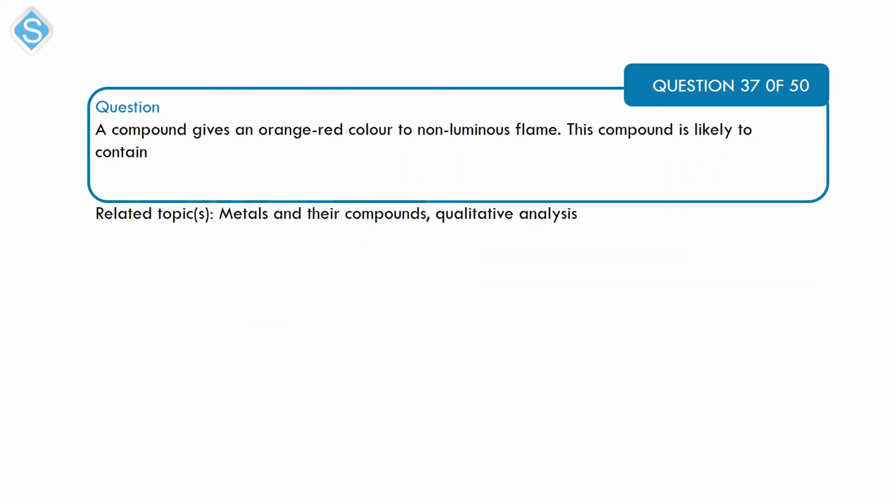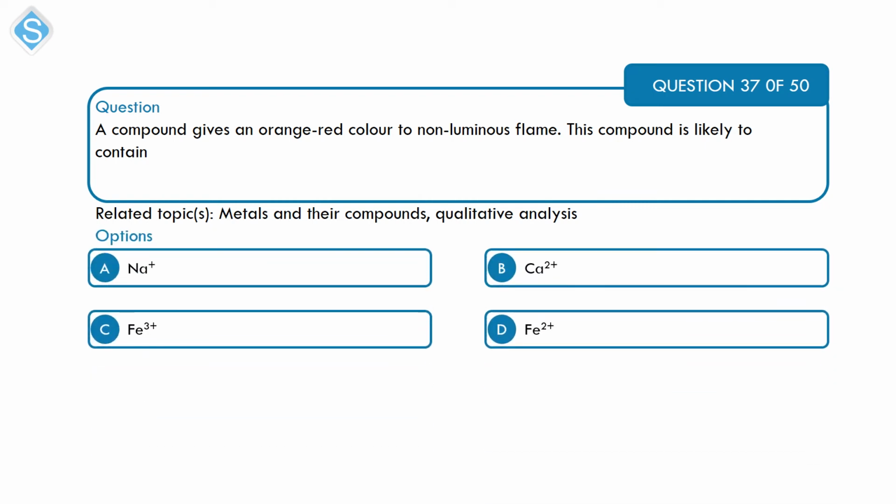Okay, this is a question on metals and their compounds. It's also related to qualitative analysis. A compound gives an orange-red color to a non-luminous flame. This compound is likely to contain sodium ion, calcium ion, iron 3, or iron 2.